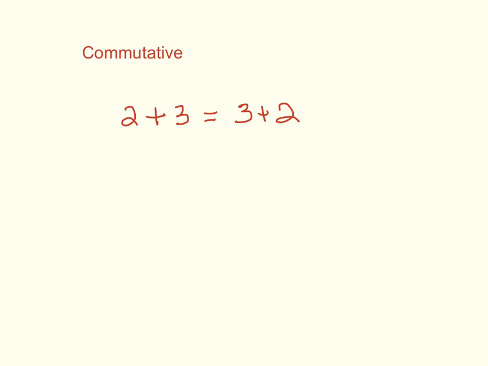Likewise, I could say 2 times 3 equals 3 times 2. Again, it doesn't matter what order. In algebra, I can say that A times B is the same as B times A. Let's move on to the next one because that one we've talked about quite a bit.